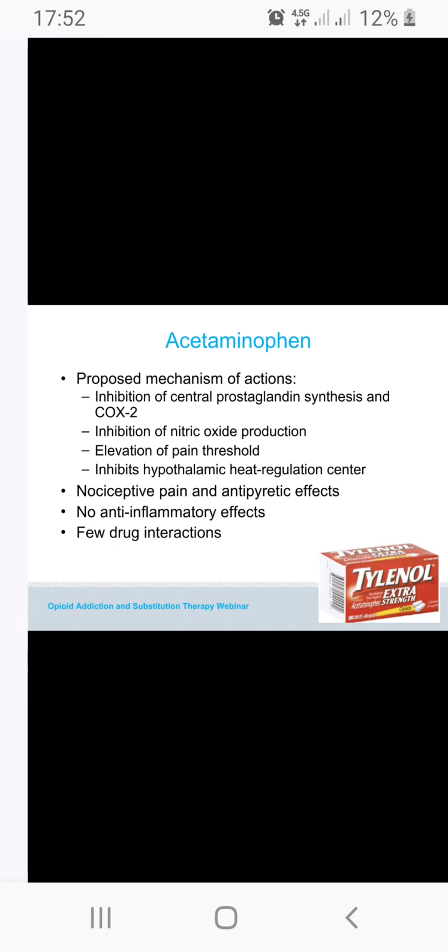Acetaminophen is probably a lot of patients' first go-to. The proposed mechanisms of action are listed there, so many different theories. It's mainly for nociceptive pain and antipyretic effects. Unfortunately, it doesn't have any anti-inflammatory effects compared to NSAIDs, but it's relatively well tolerated with very few drug interactions.